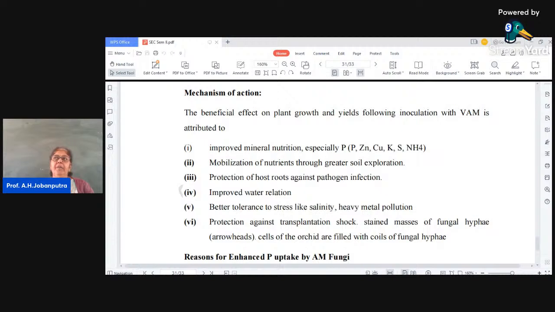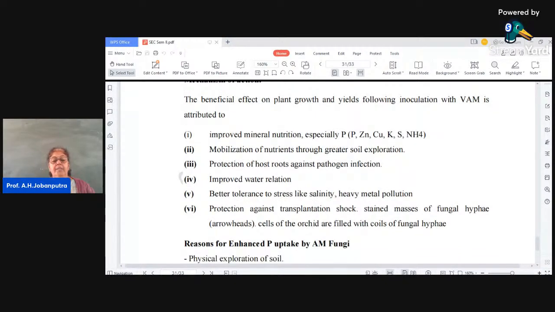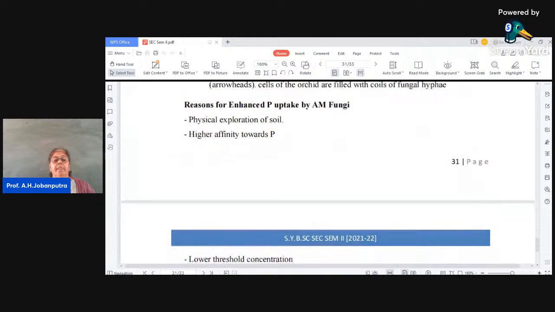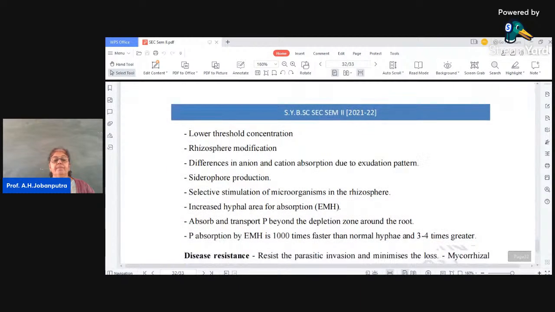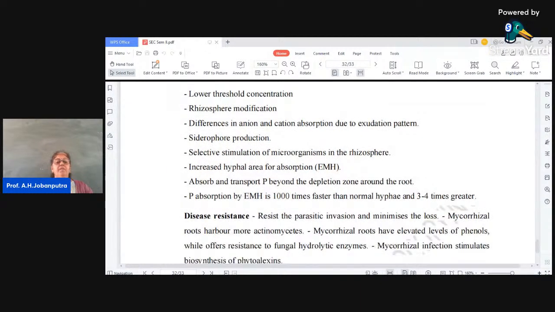सलाइनिटी, हेवी मेटल पोल्युटेड जर सॉइल असतील, सलाइन सॉइल असतील, तर ते तिथे सुद्धा त्या सॉइलची क्वालिटी इम्प्रूव्ह करतात. Then they are also useful for growing these orchids. These are the ornamental plants. This is also why it can absorb a lot of phosphorus. It can also provide resistance against diseases.